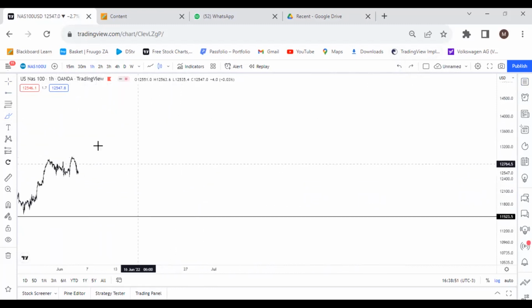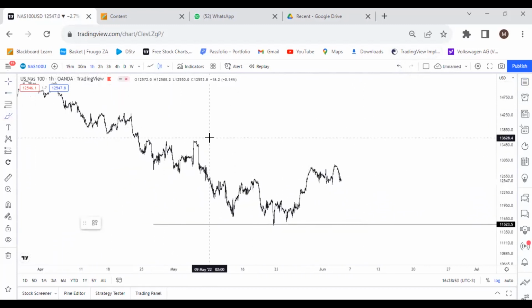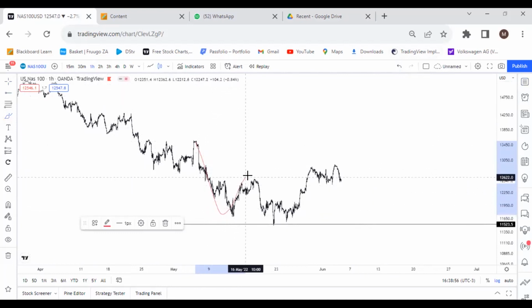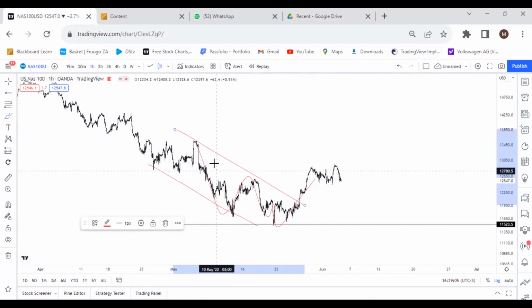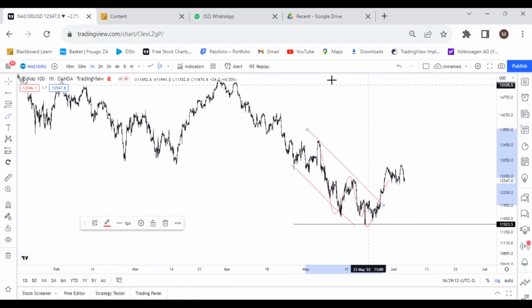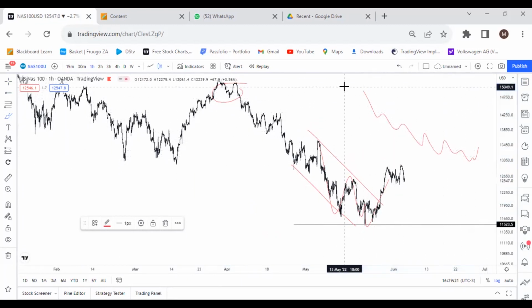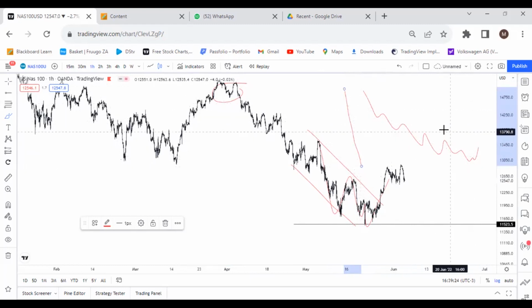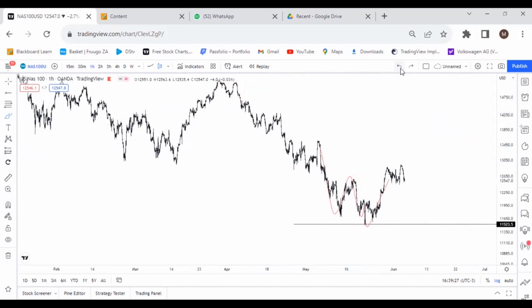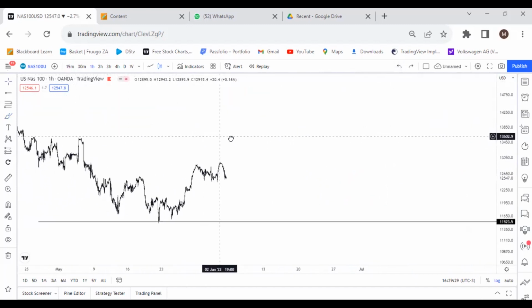As you can see, this is a corrective manner. So this whole thing is a correction. Yes, the price was corrected from this point, because it was just doing this instead of just selling off like that. So which means eventually the price is gonna reverse.